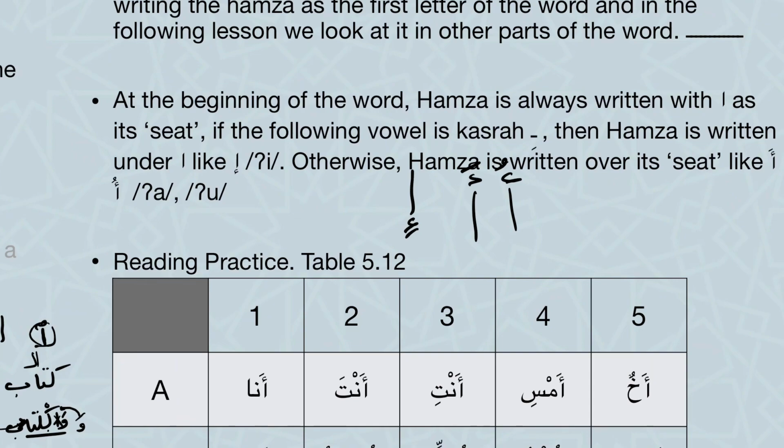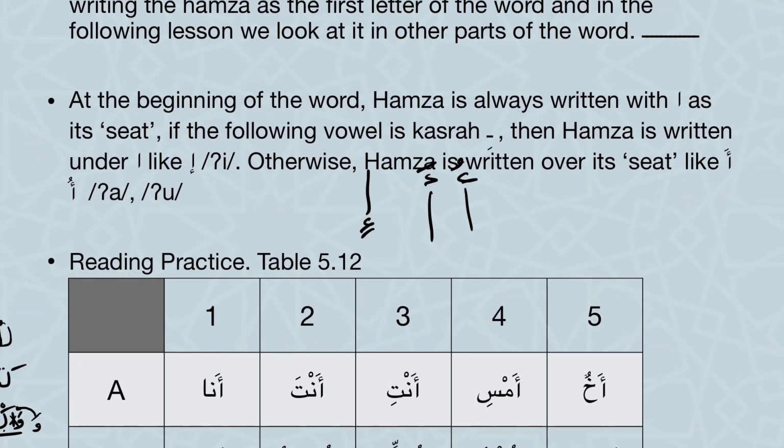At the beginning of a word, hamza is always written on an alif, we said that. So hamza is written under, like this. Otherwise, hamza is written over its seat, like the a and the u.